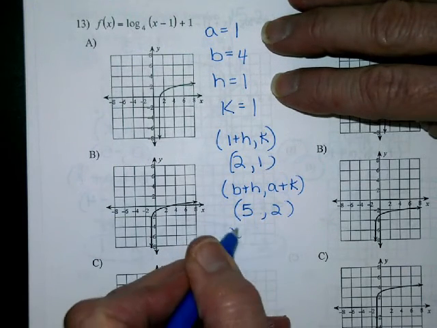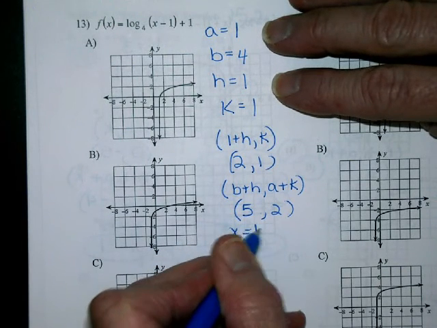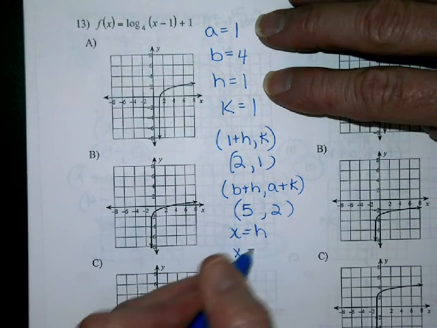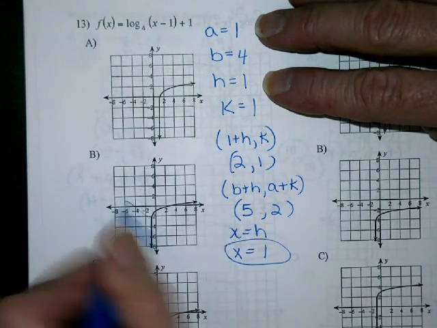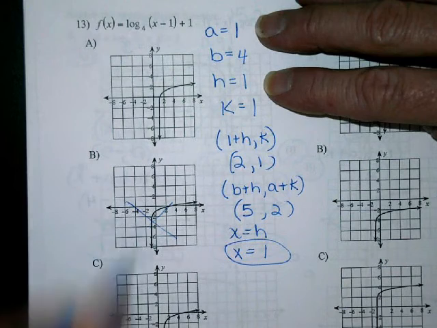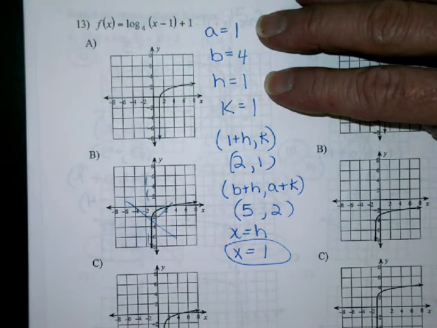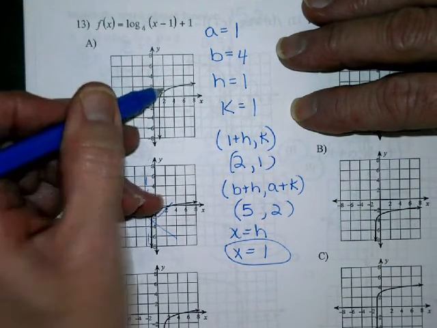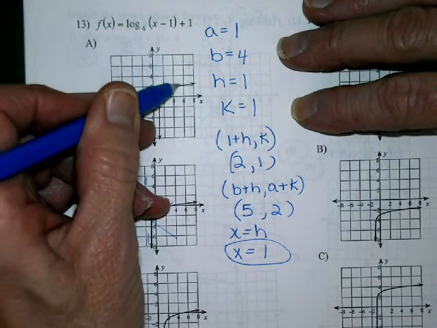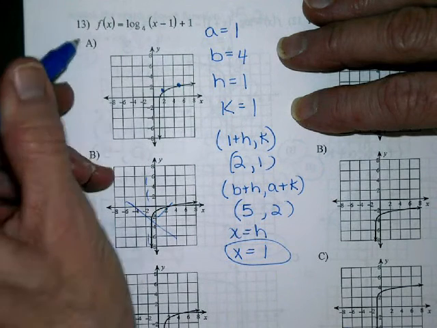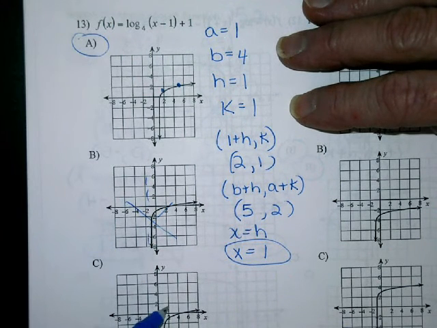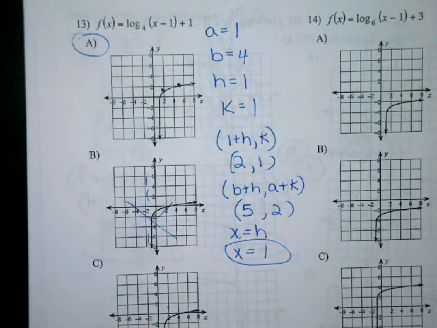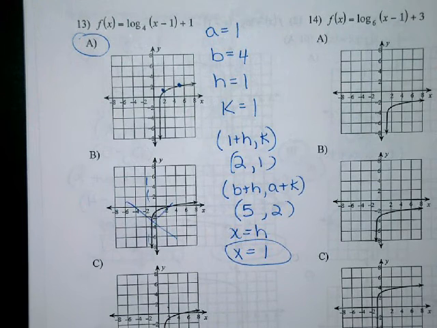Getting the rhythm of the beat. My favorite thing. X equals H, so X equals 1. Okay, so B is out and D is out. Those are at a negative 1. So I go 2 over 1 up, 5 over 2 up. A wins the game. 2 over 1 up on C doesn't show on the curve.